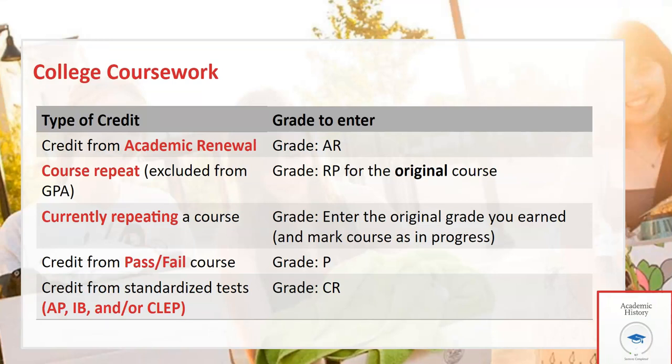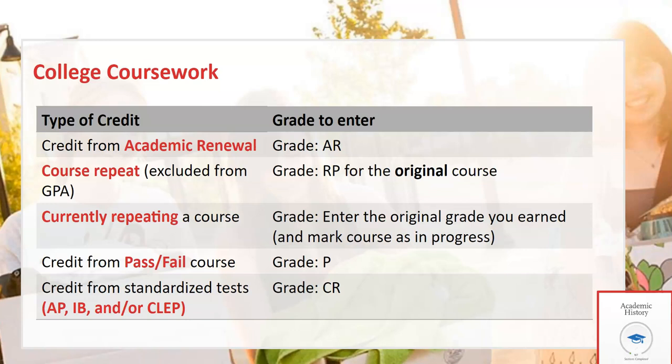This is very important. Please take a screenshot of this. If you have repeated courses, had academic renewal, pass, no pass, it will be important to use these mnemonics or abbreviations so that you have an accurate GPA. So any course that you have academic renewal, that usually says 04 on the right-hand side of your transcript, you want to put AR. If you repeated a course, you want to put RP for the original course, and then for the second or third attempt, you'll put the grade. If you are currently repeating the course, then you would put the original grade.